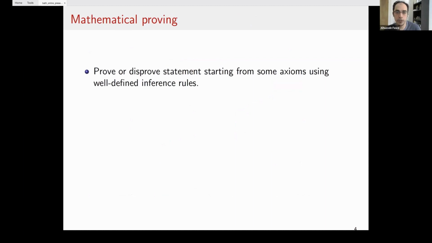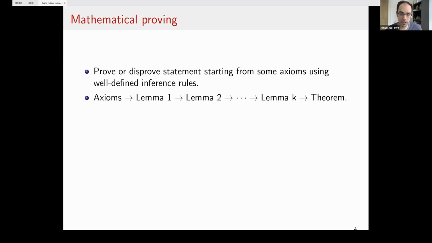Okay, so mathematical proving. We want to prove or disprove statements starting from some axioms and using well-defined inference rules. What we'll be considering is starting from axioms, and then from the axioms deriving lemmas, and then from these lemmas deriving other lemmas, and so on, till we get to the final theorem. And to go from one lemma to another lemma, this is what we call an inference rule. These are rules that are pre-specified, and this allows you to get from one lemma to the next lemma.